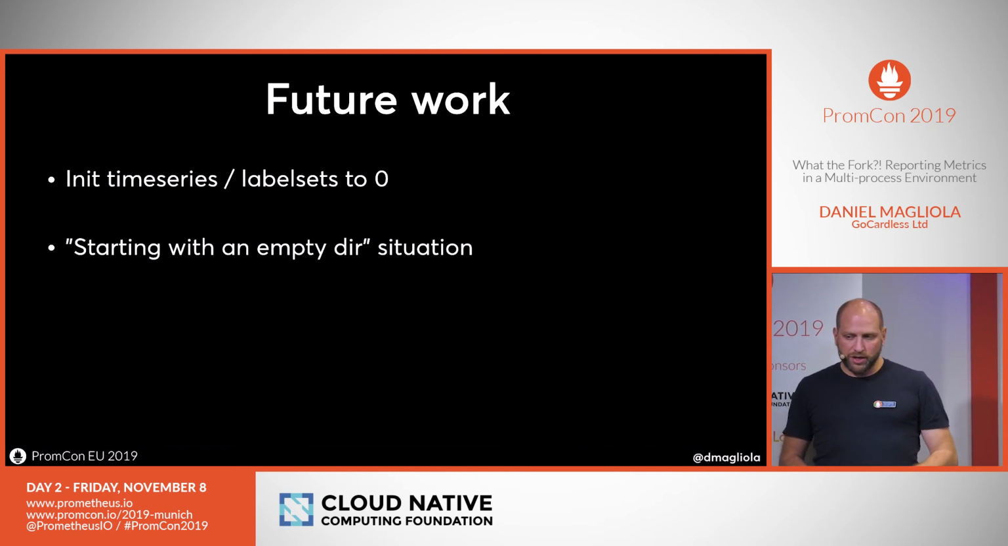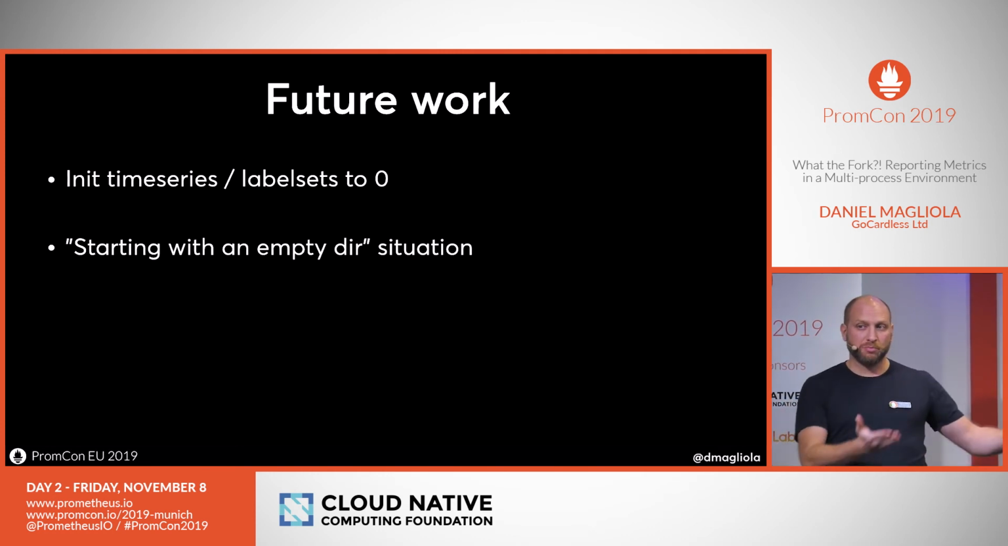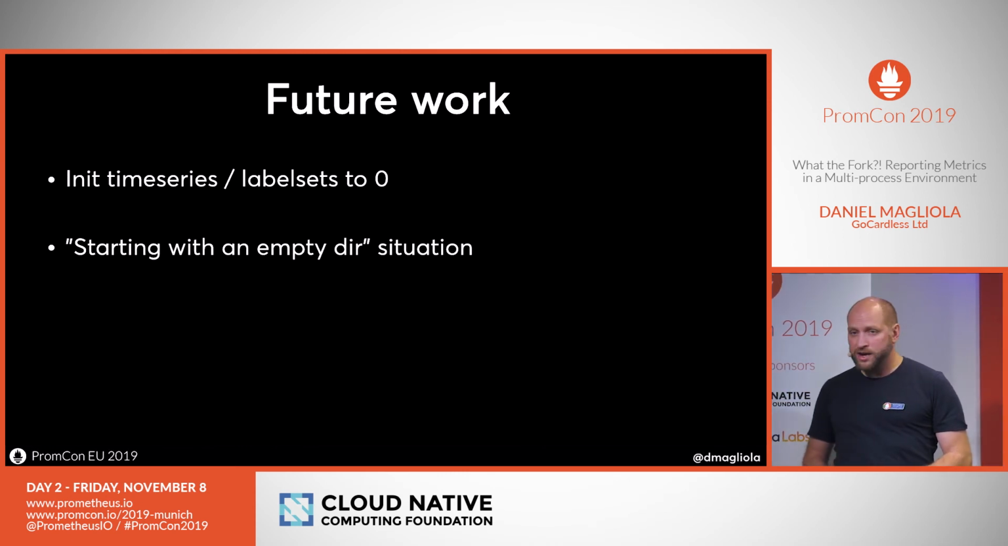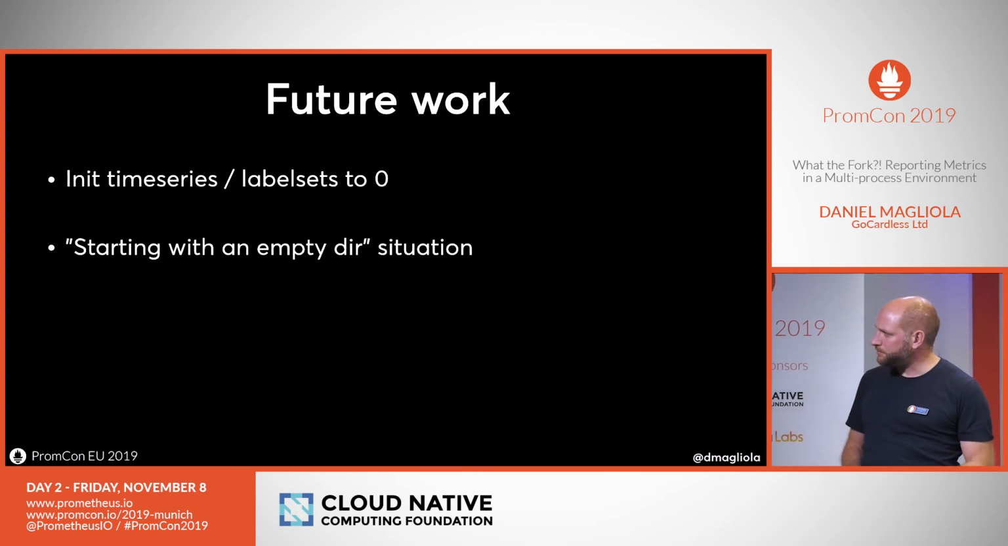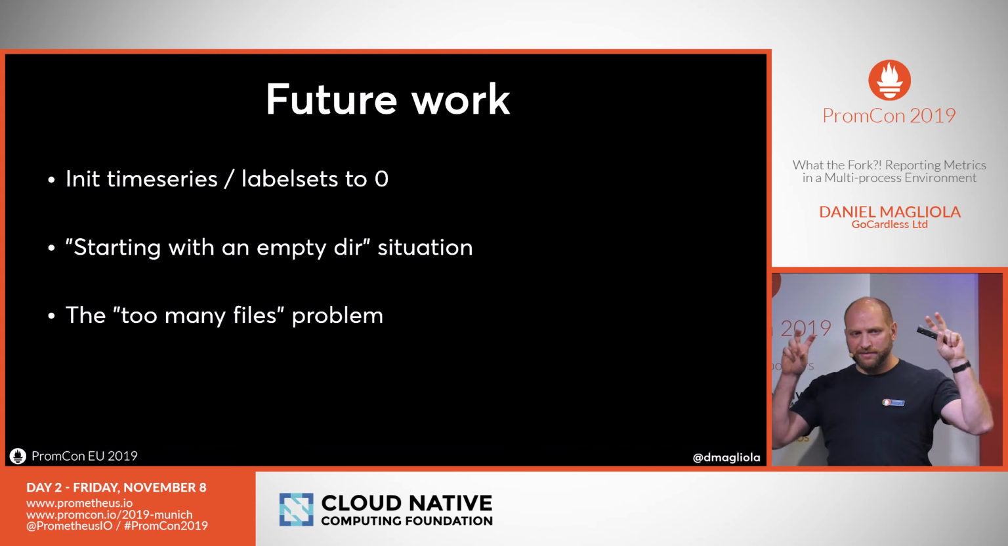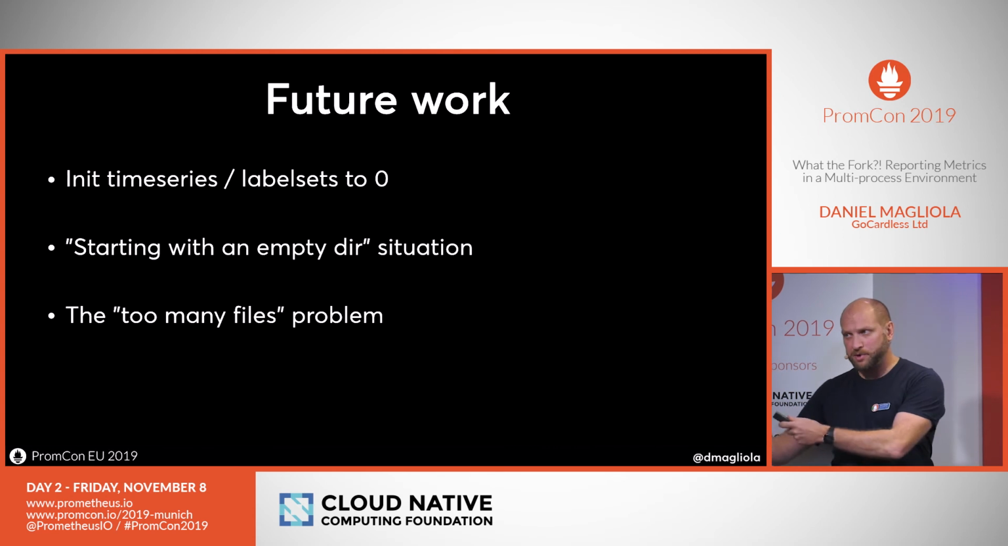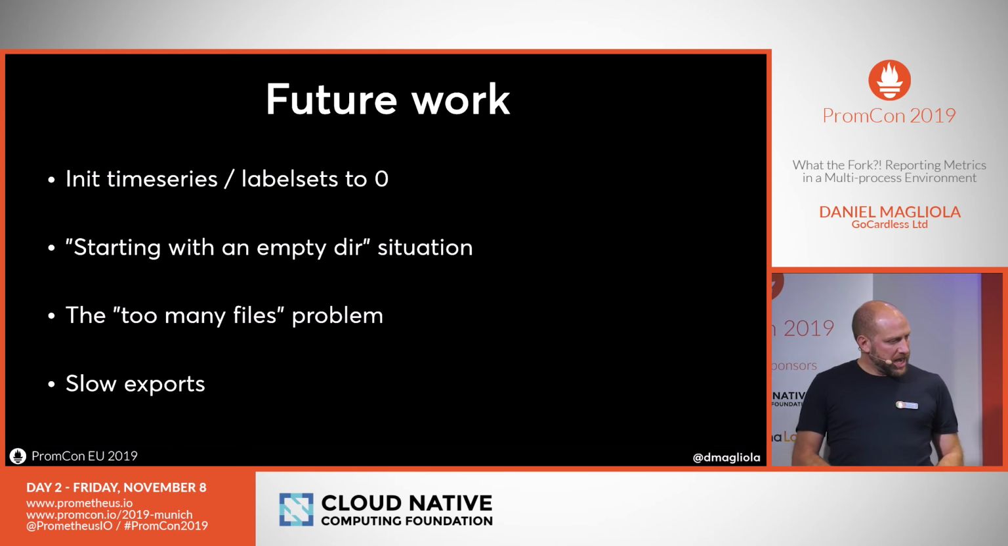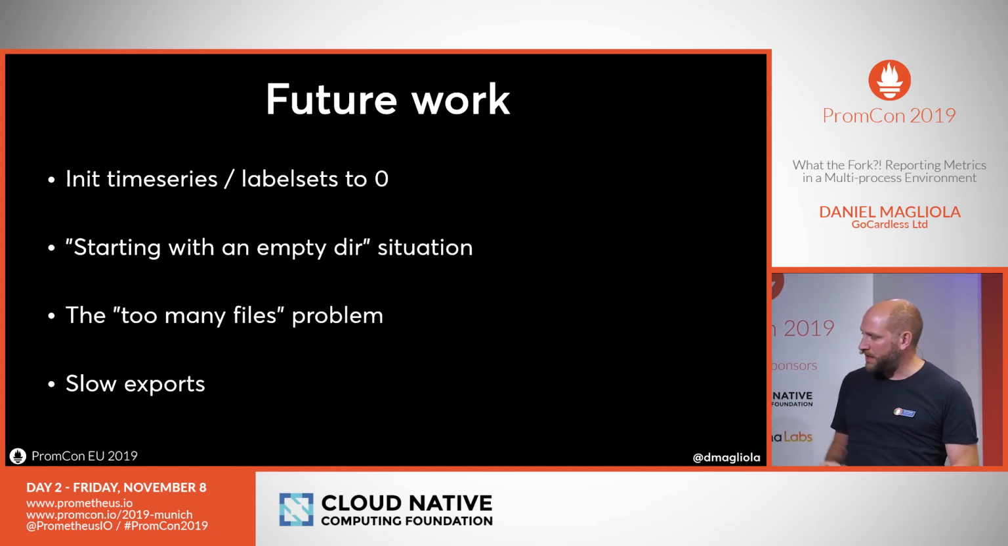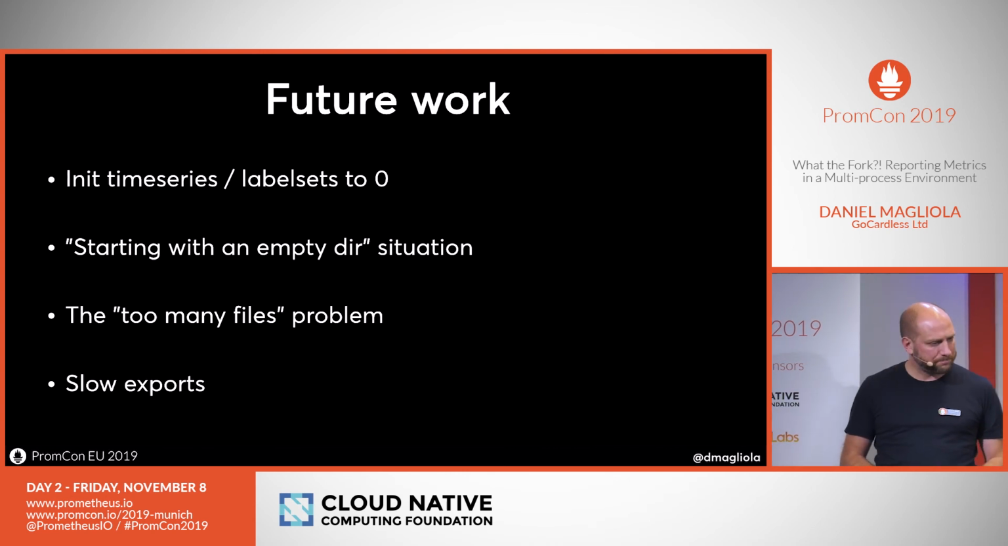We have a situation where you need to start with an empty directory for wherever you put these files, because otherwise you're going to be reporting the metrics of your previous run. This is very easy for us because we're running containers that don't have persistent file systems, but some people don't have that, and we want to help with that. We also have too many files. If you have a lot of metrics, because we have one separate file per metric per process, you may end up with lots of files, which ends up being problematic sometimes. And we massively optimized the path for incrementing counters, but exports, if you have lots of metrics, are a bit slow. Mostly GitLab has been reporting on this, so we want to work on that.